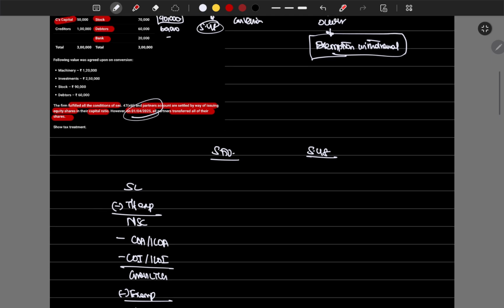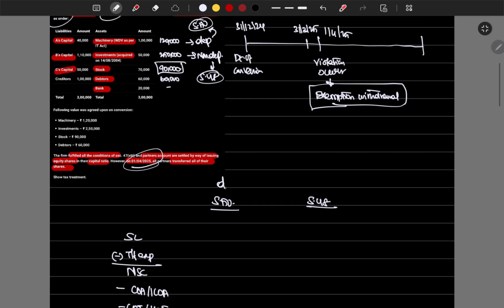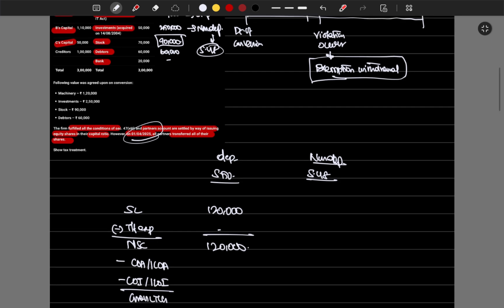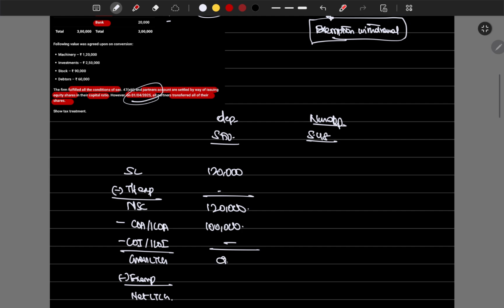Right. What's the sale consideration for section 50? Section 50 deals with the depreciable asset; this one is non-depreciable. Machinery is the depreciable asset. What have they transferred it for? 1,20,000. No transfer expenses. What's the cost of acquisition of the machine? 1 lakh. There is no cost of improvement. 20,000 is the gross LTCG, and that's the net LTCG also, right?